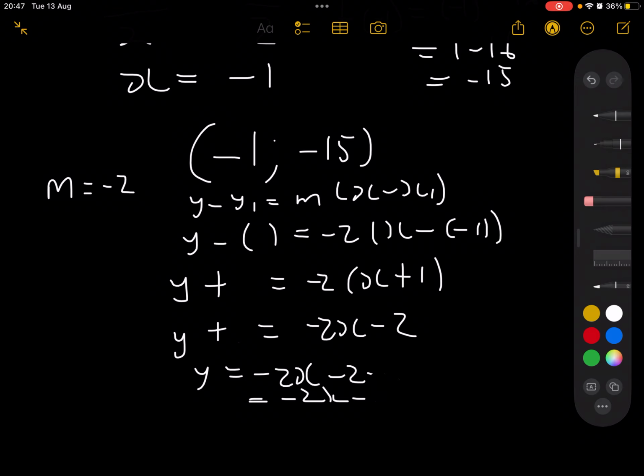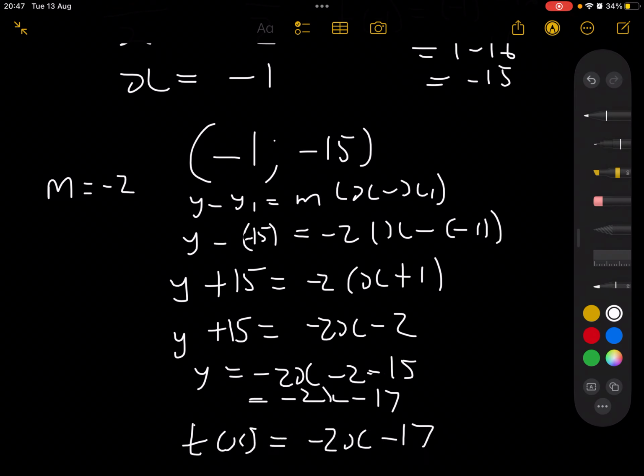Okay, this is a minus 15. Minus 1, 5, so it becomes a positive 15 and a positive 15 and then negative 15 to become a negative 17. There you go. Our tangent t of x will be given by minus 2x minus 17.